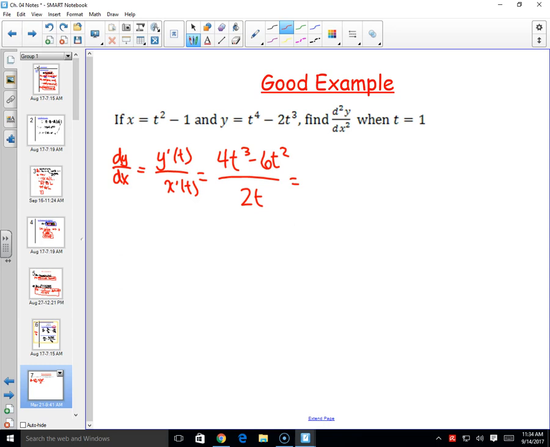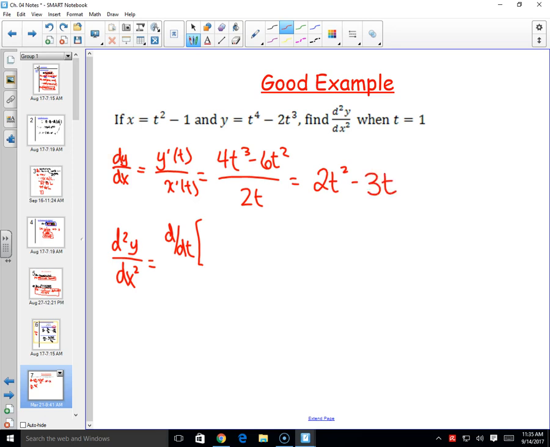Now to make our life easier, because in a second we're going to have to find a second derivative, which means we're going to have to take the derivative of this guy. Why not just simplify it first? That would make life a lot easier. You could do the hard method, or you could multiply this whole numerator by 1 over 2t. You would end up with 2t squared minus 3t.